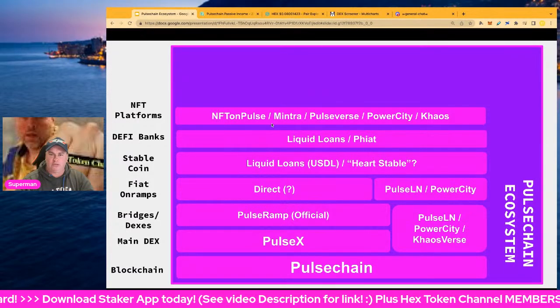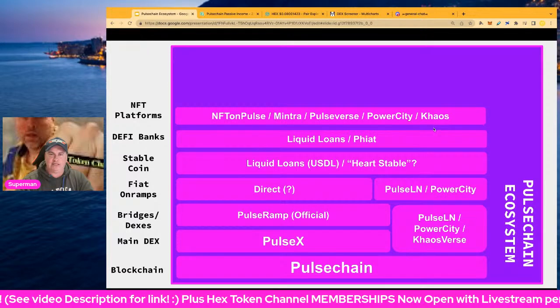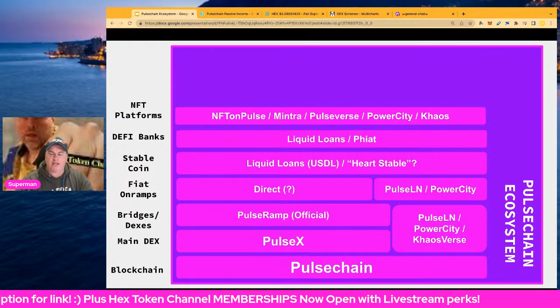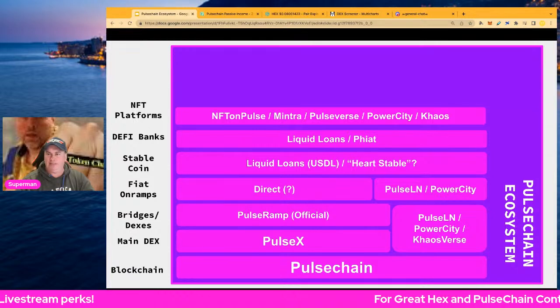So we've got NFT on Pulse. We've got Mintra. We've got Pulse First. We've got Power City and Chaos there, all looking to do NFT platforms. It's going to be very powerful stuff there. And of course, we know how big that is on Ethereum. That has caused a lot of issues around Ethereum with the fees. But of course, for Pulsechain, that's not going to be such an issue.